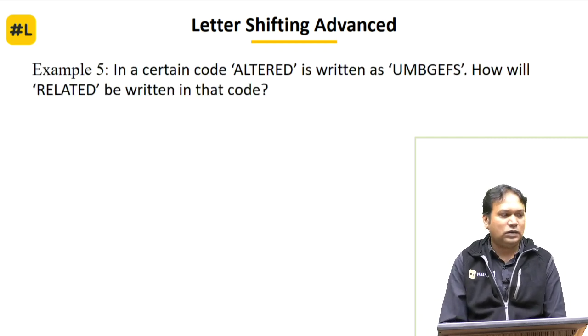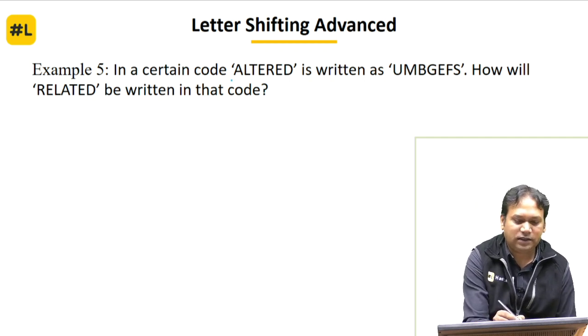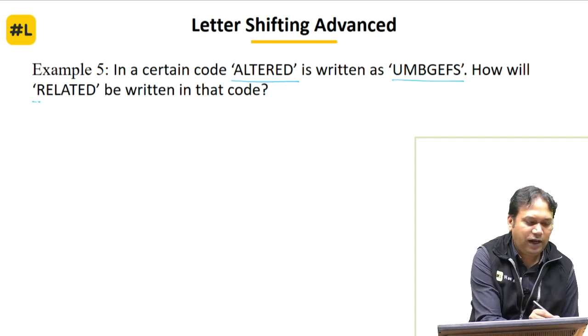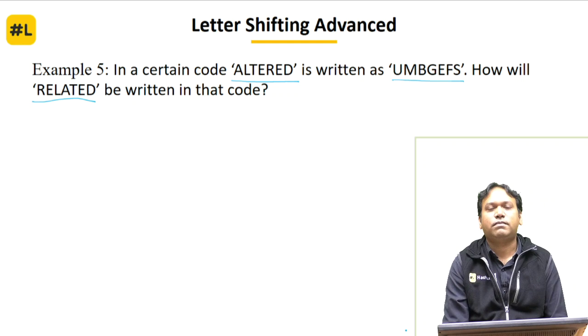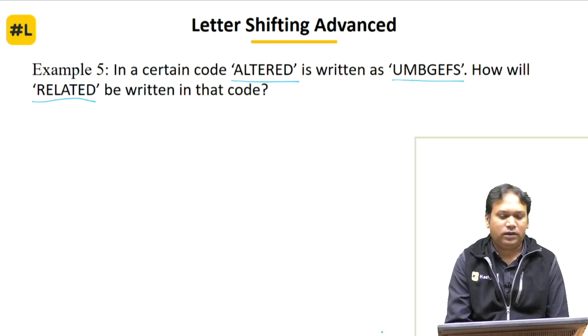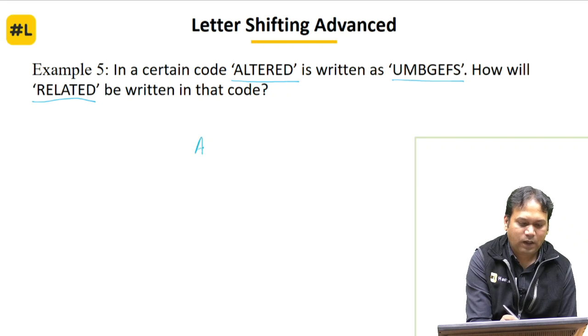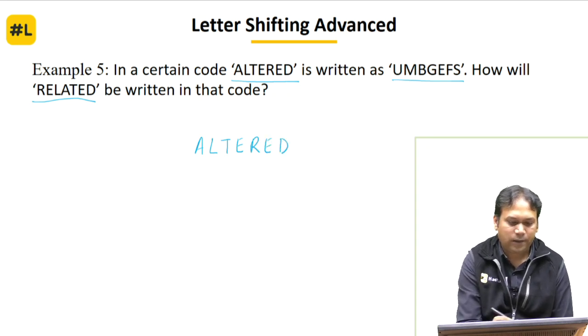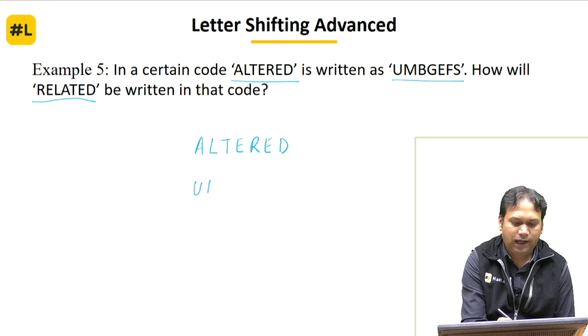In a certain code, ALTERED is written as UMBGEFS. How will RELATED be written in that code? In a certain code, ALTERED is written as UMBGEFS. So what is the word here? Altered. And what is the code word? UMBGEFS.